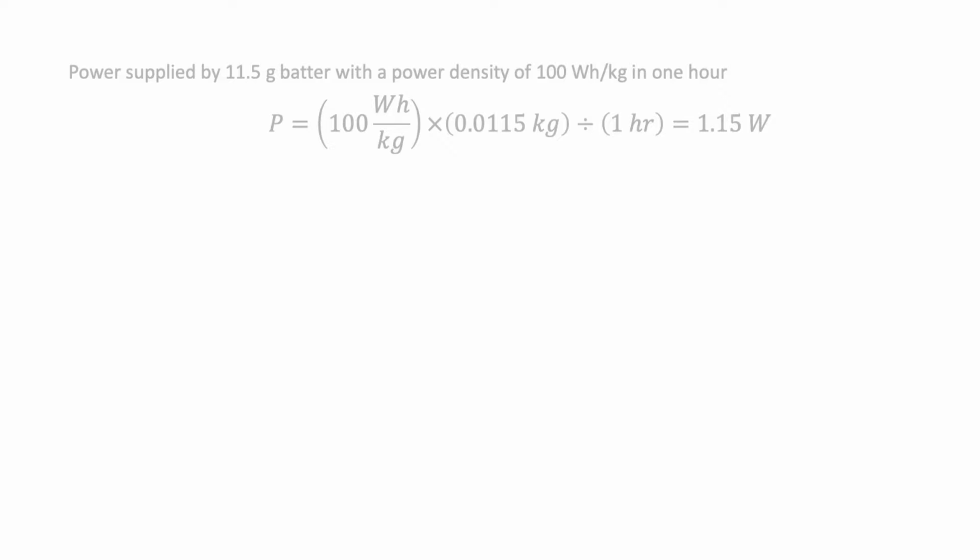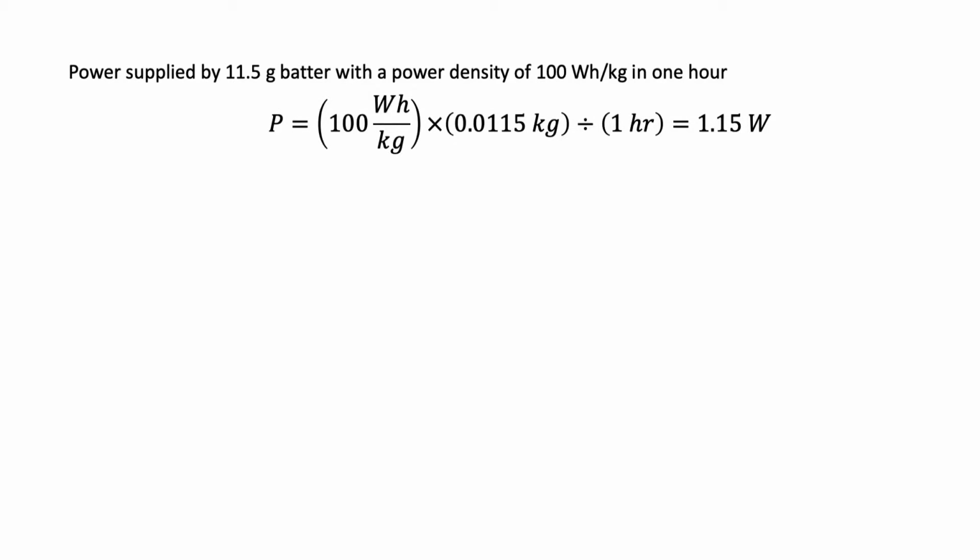The power density describes the amount of power per mass or volume that a battery can supply over a period of time. For example, a power density of 100 watt-hour per kilogram describes a battery that can supply 100 watts per kilogram of power over 1 hour. So if a AAA alkaline battery is 11.5 grams, then the power supplied by this battery is 100 watt-hour per kilogram times 0.0115 kilograms, or 1.15 watt-hour, or 1.15 watts in 1 hour.